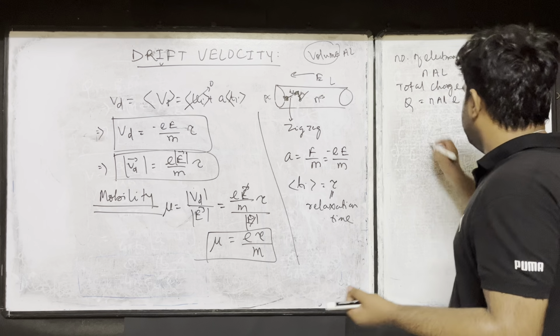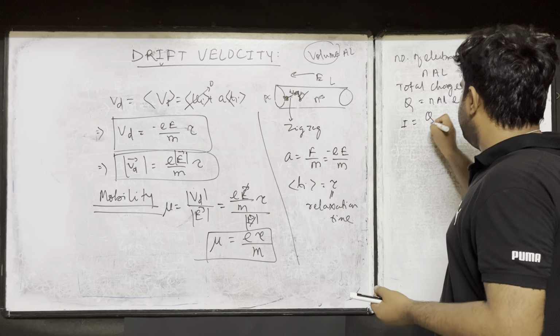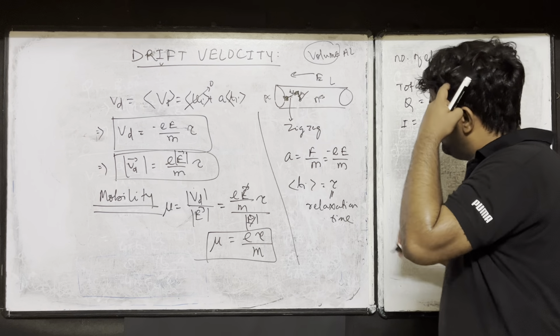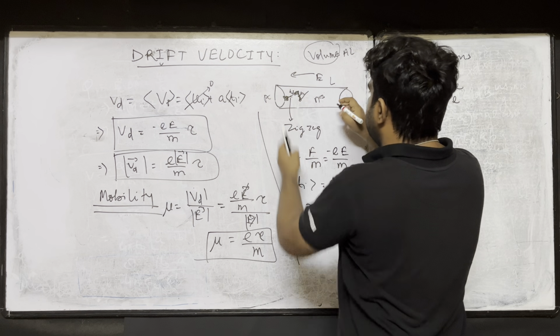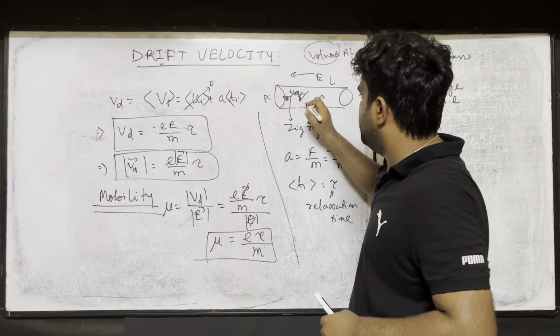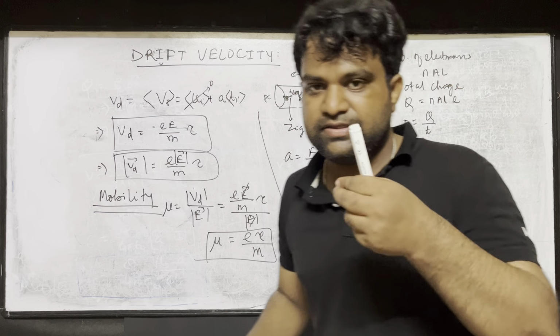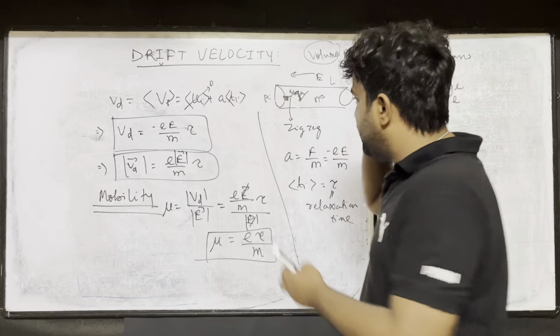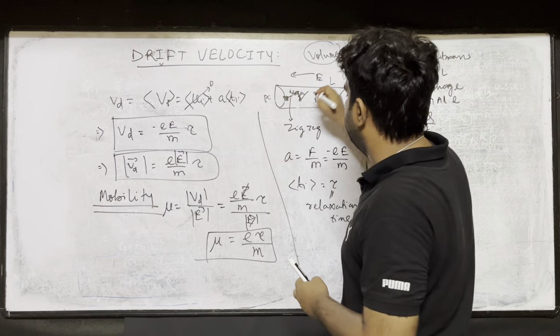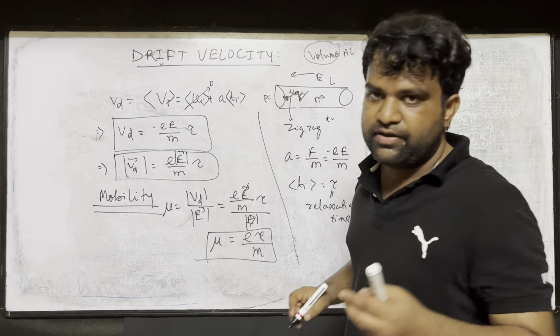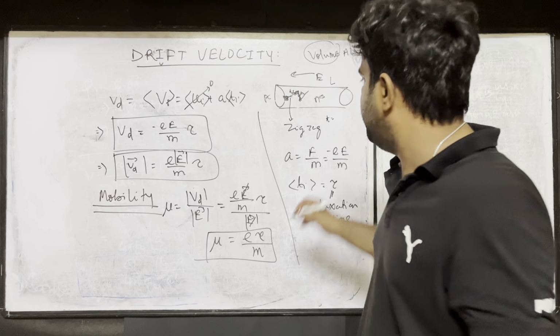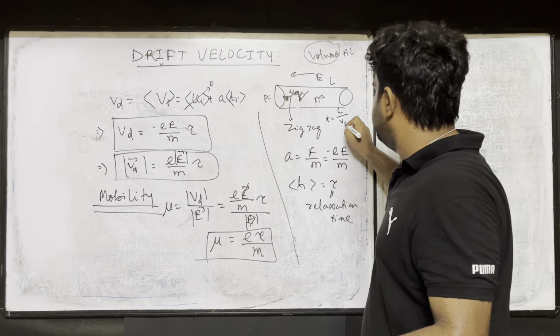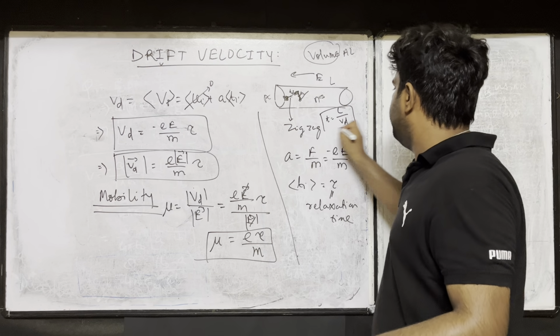Now we are interested to calculate the current in this conductor. So current is basically your Q by T, and if it is having length L, how much time will it take? Because the electron is moving with a velocity, drift velocity Vd, and L is the length. So how much time it will take? The time will be distance by speed. Speed is your Vd, so distance is L length, so your time will be L by Vd.